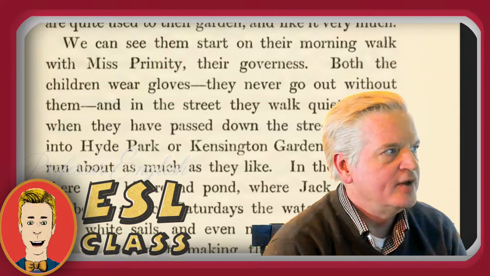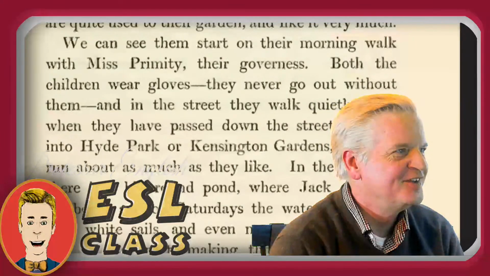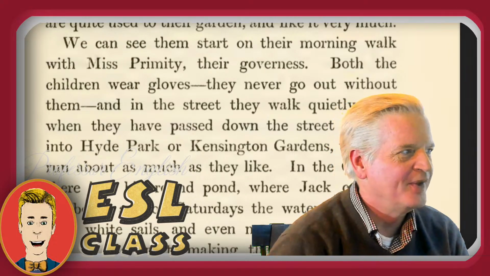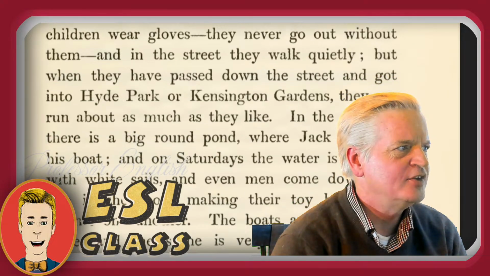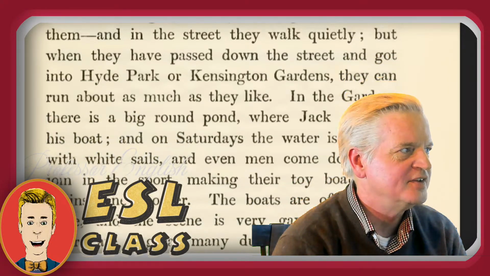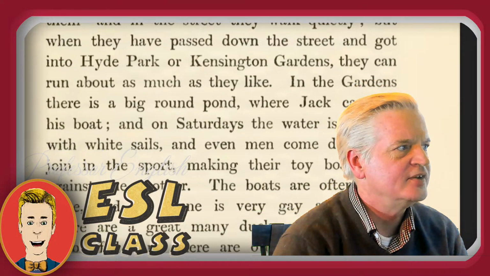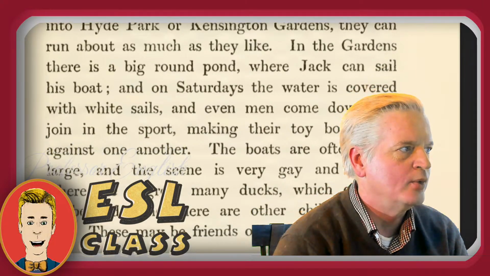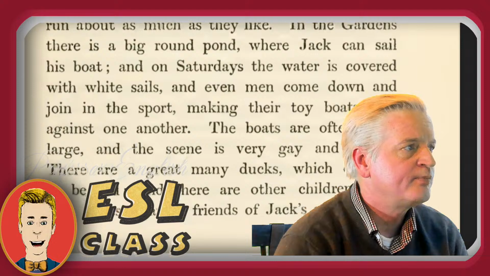We can see them start on their morning walk with Miss Primity, their governess. Both the children wear gloves. They never go out without them. And in the street, they walk quietly. But when they have passed down the street and got into Hyde Park or Kensington Gardens, they can run about as much as they like. In the gardens, there's a big round pond where Jack can sail his boat, and on Saturdays, the water is covered with white sails.